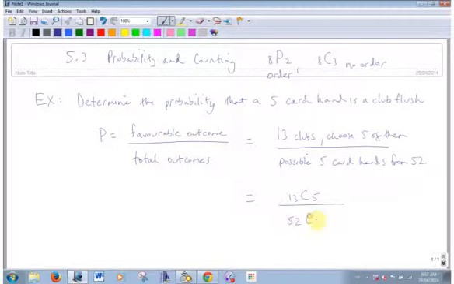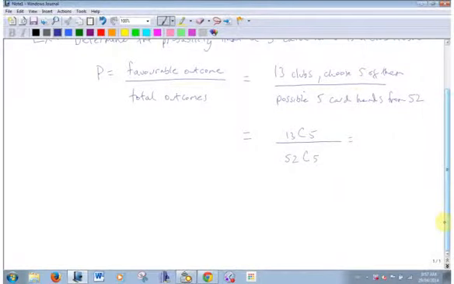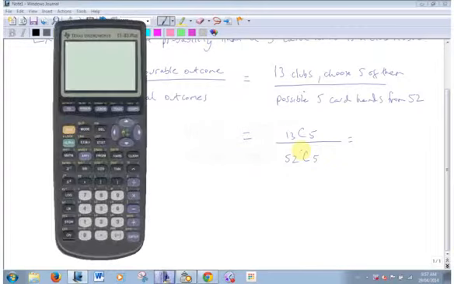And total is 52, choose 5. Okay, now there's a couple ways you might see the answer here, right? We can just put that in our calculator, but what's that going to do? It's going to give us a decimal, isn't it? Let's just do the top part.